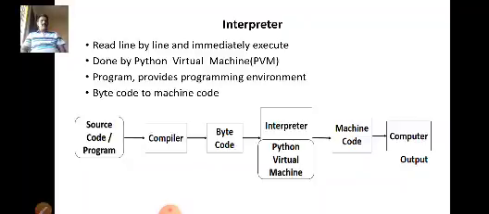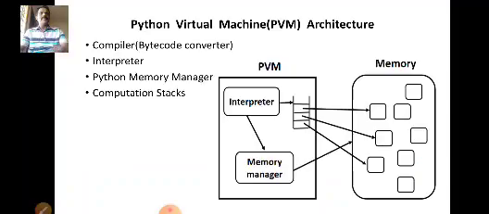Bytecode to machine code. Here the diagram represents a source code program. So that is compiled. After compilation, it produces bytecode. That bytecode is interpreted by the PVM, which converts it to machine code, so that the output is displayed on the computer monitor.